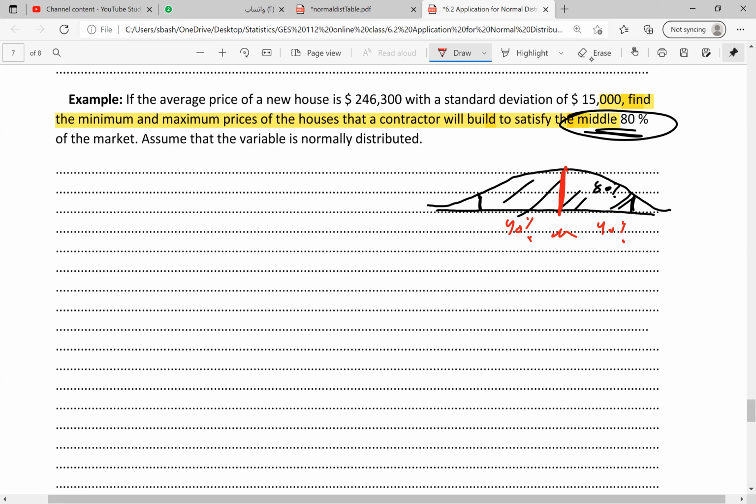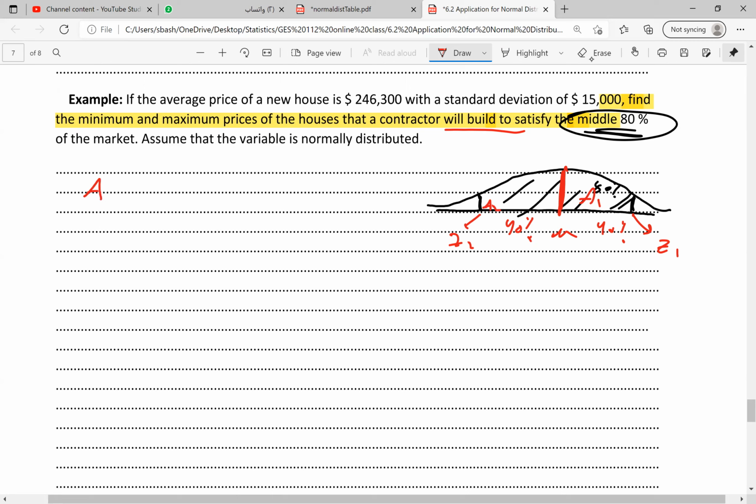And to find the cost for the two values, I need to find the two z-scores. So I have to find these scores. But since we have two values, it means I have two areas under the curve: the one to the right of the mean and one to the left of the mean. If I say this is A1, this will be A2.